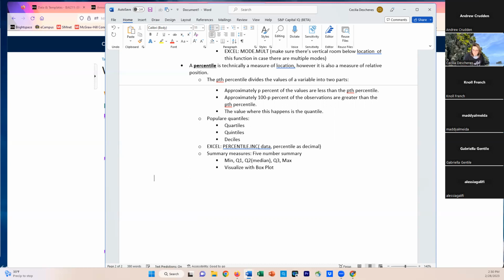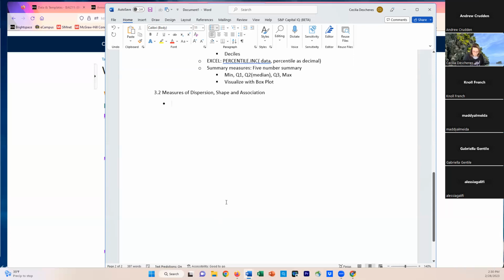The next thing I want to talk about is section 3.2, which is measures of dispersion, shape, and association. So let's start talking about, first of all, measures of dispersion. This part, again, should be very much a review for you. That doesn't mean that right off the bat you remember everything. It's just when I say it and go over it, you're like, oh, yeah, I remember that. Okay, so let's talk about that. Measures of dispersion.